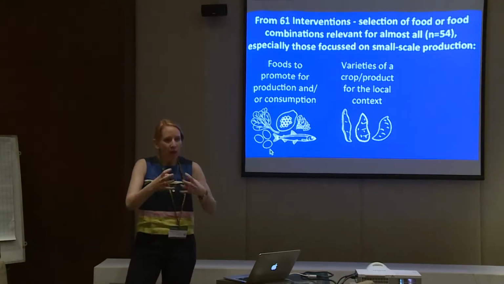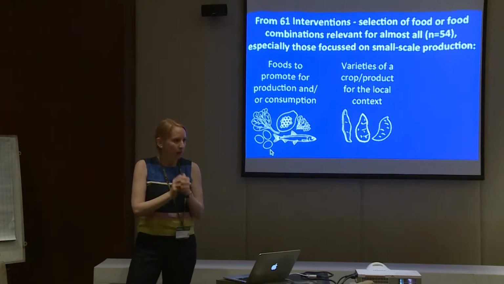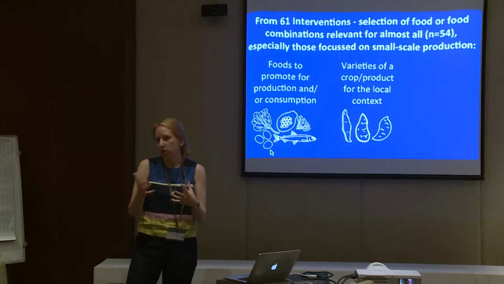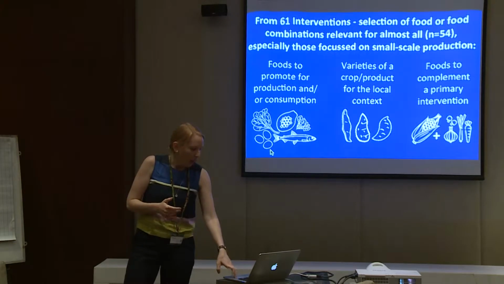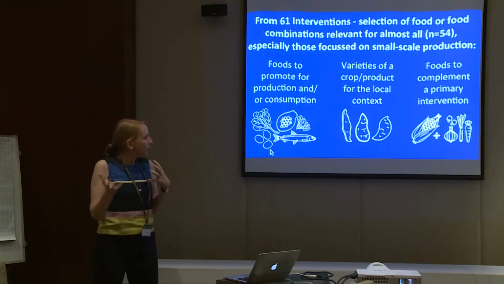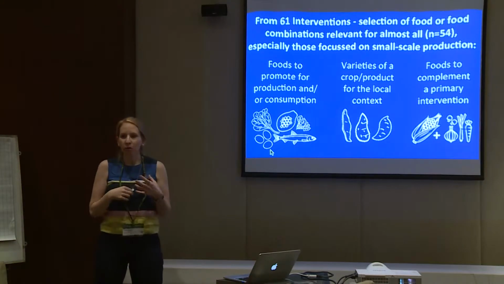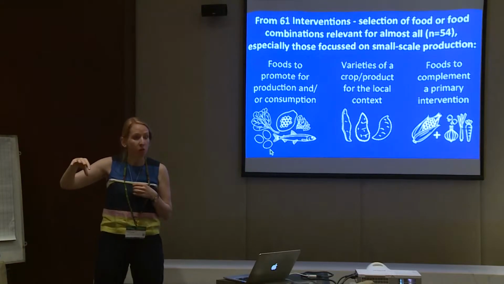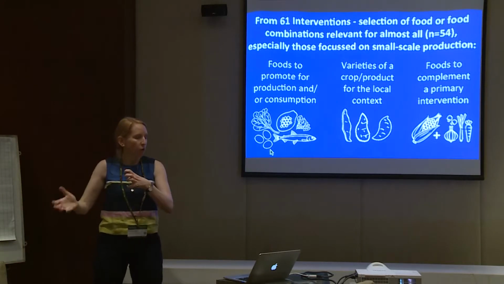So, being able to pick what is the actual best product for your local community based on community preferences and soil conditions. And then the last decision where the selection of foods was quite important was if there was a big intervention going on, for example a maize project or a dairy project, picking some other foods to promote that would complement that.